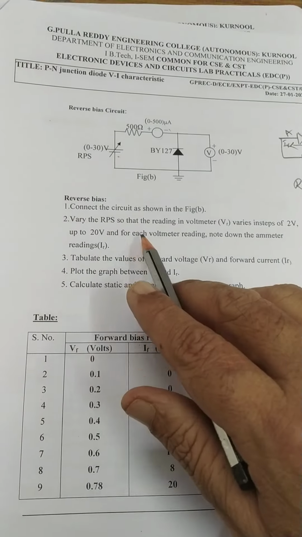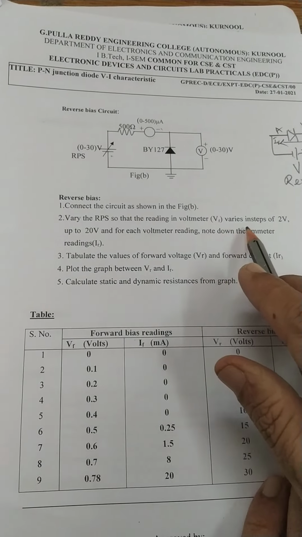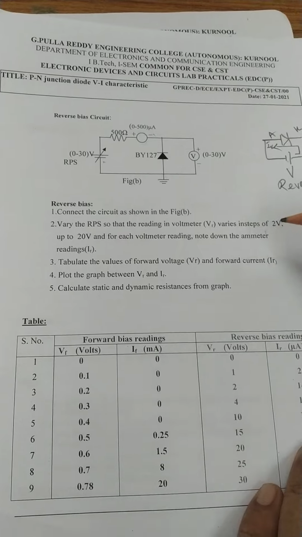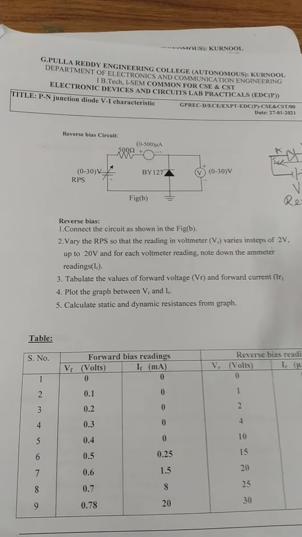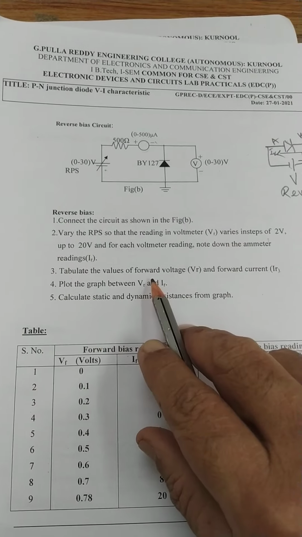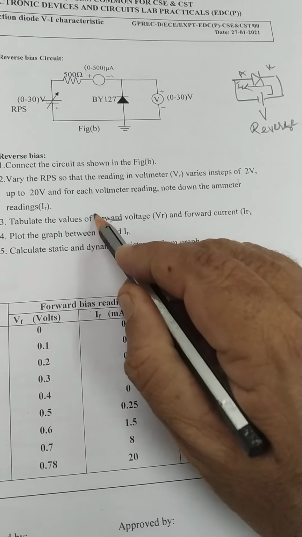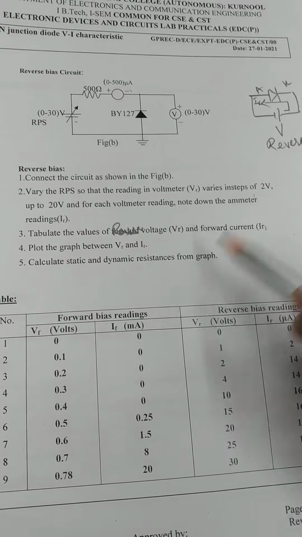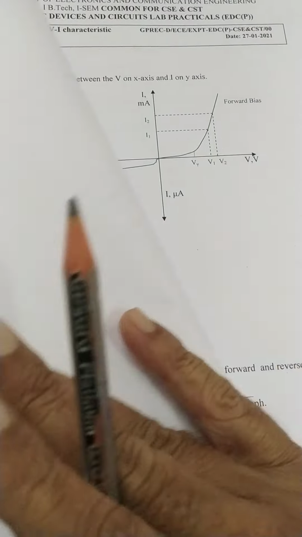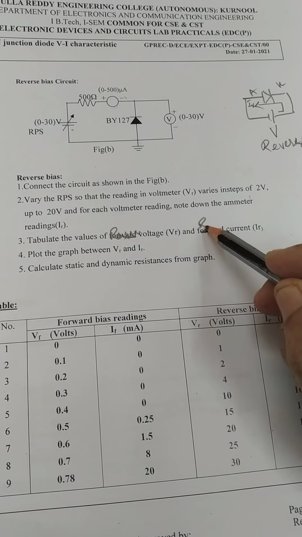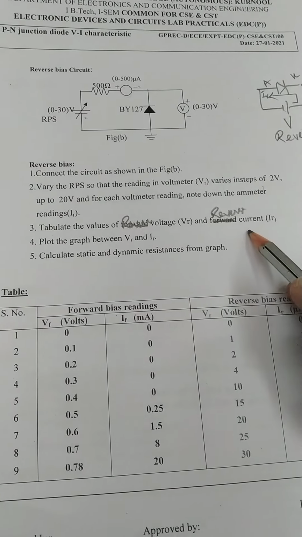Vary the RPS so that the reading in the voltmeter varies in steps of 1 volt or 2 volts. I will show the model readings in the tabular column. After that, tabulate the values of reverse voltage, not forward, reverse voltage and reverse current.